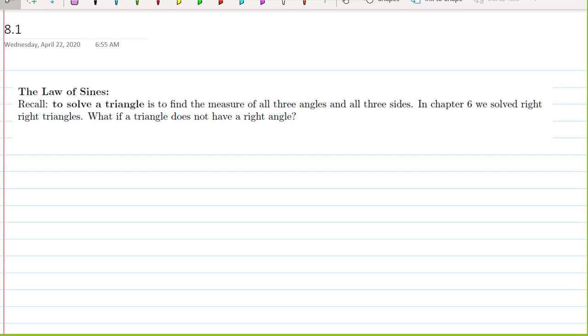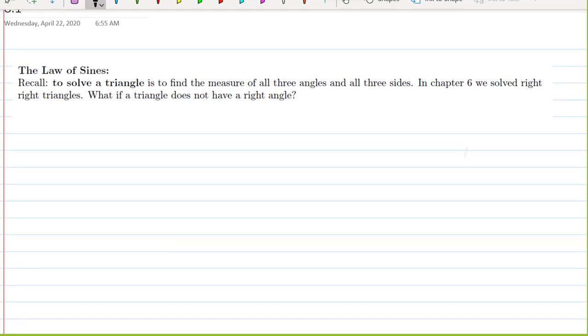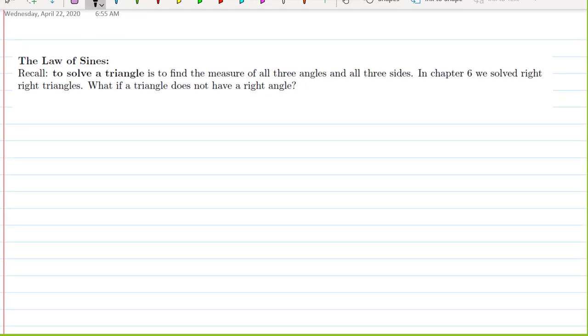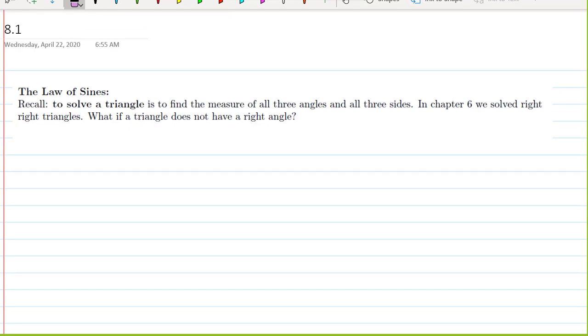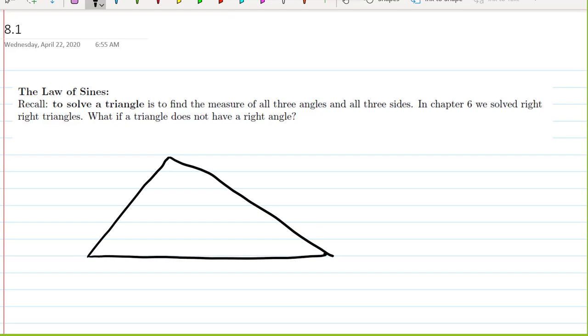What if a triangle does not have a right angle? If a triangle does not have a right angle, we can always do a rigid motion, which is a rotation, to lay it down with one side flat to the ground. This just makes drawing the pictures easier. It is not necessary to do this, but it does make drawing the pictures easier.